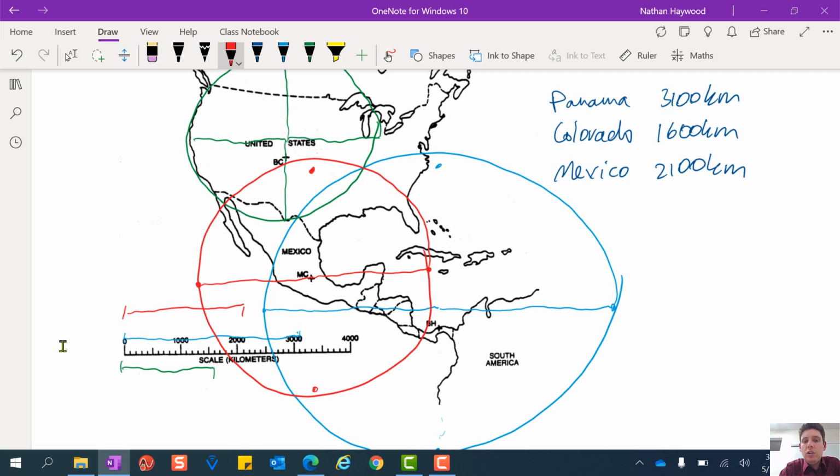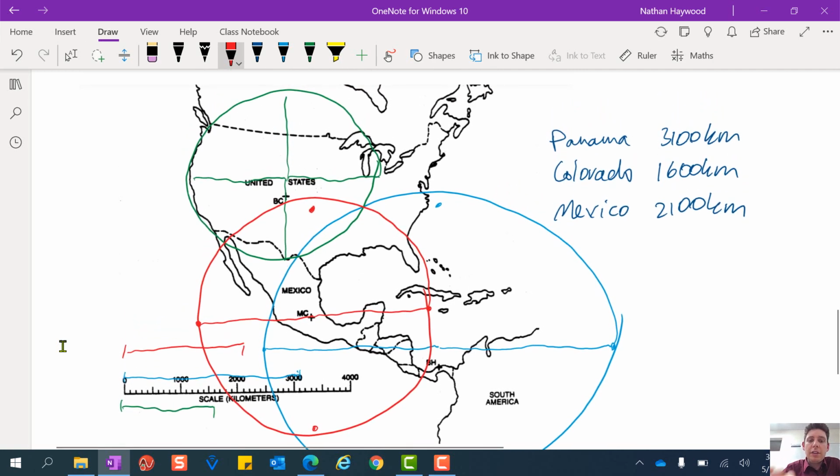Now, you're looking at the 3 circles and you're trying to find where they intersect. This is where my 3 circles intersect. So the earthquake location is here. That is the earthquake location.